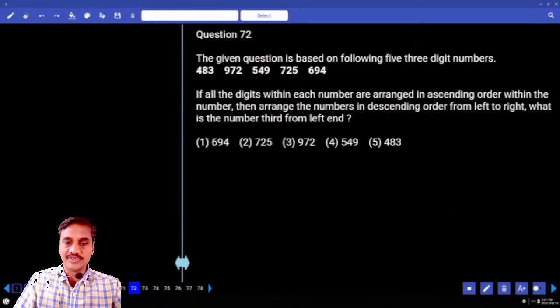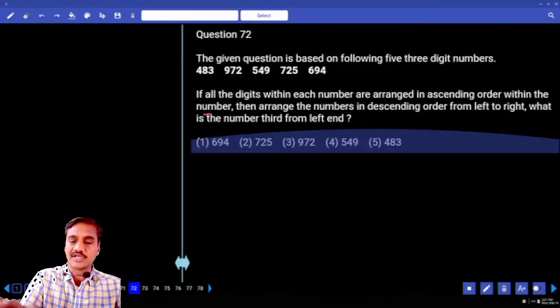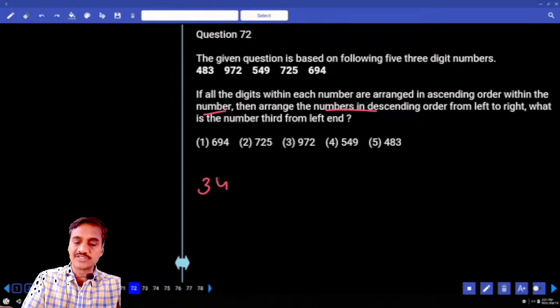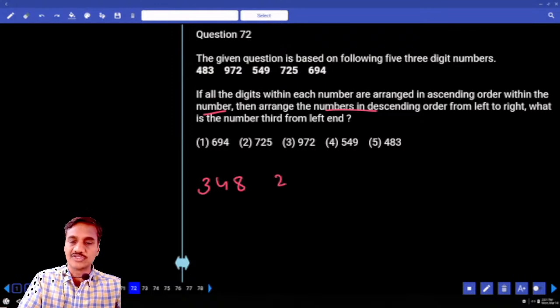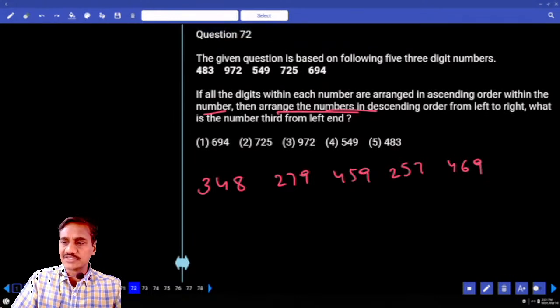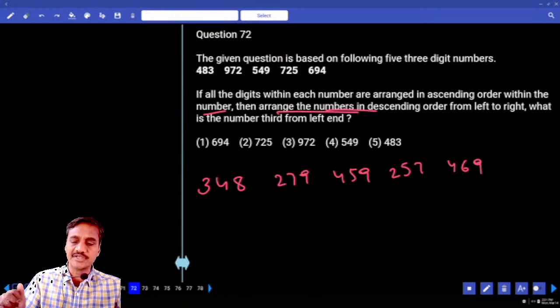Then coming to this 72. If all the digits within each number are arranged in ascending order within the number, and then arrange the numbers in descending order from left to right. If the digits are arranged in the ascending order, the numbers will be 348, 279, then next one 459, 257 and 469. Now these are the 5 numbers we have. Then arrange the numbers in descending order from left to right. Descending order means highest to the lowest.